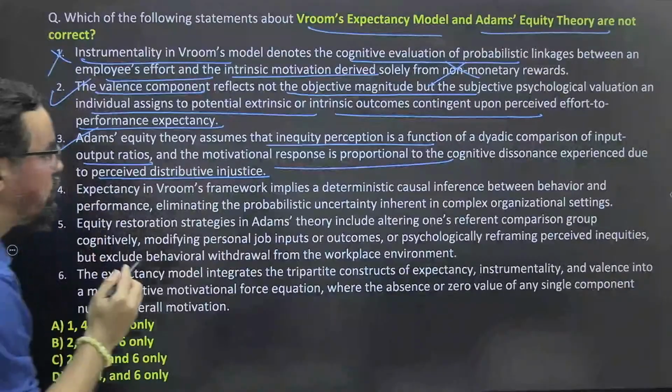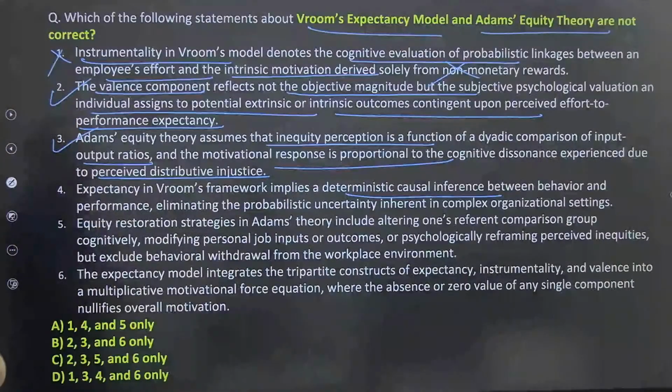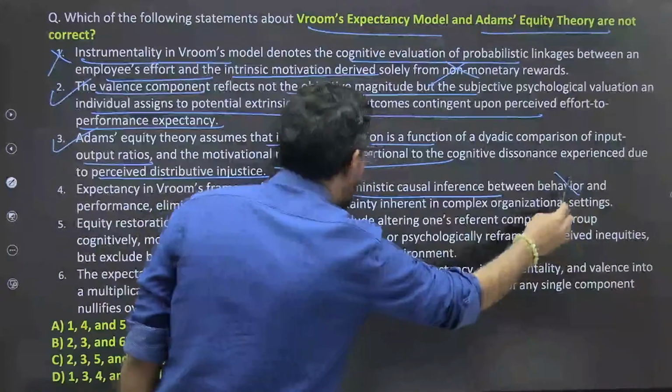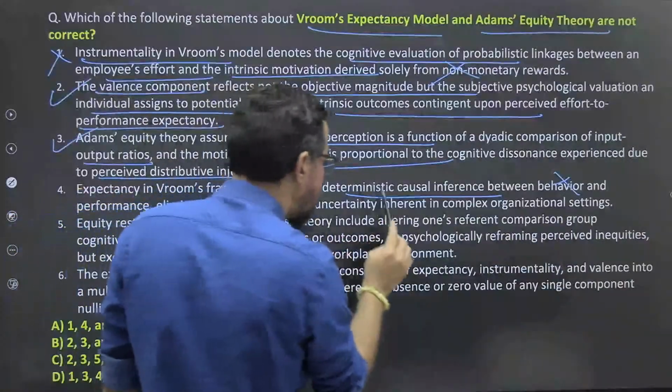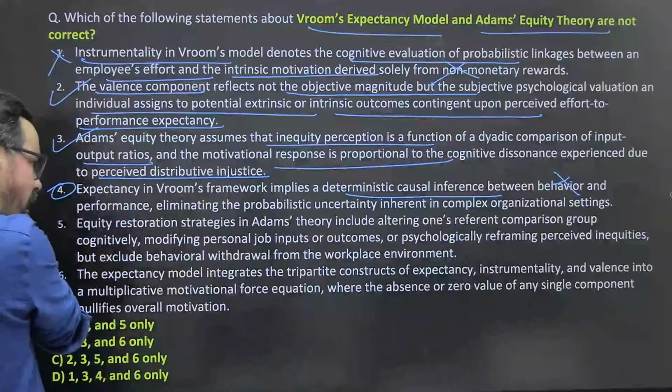Expectancy in Vroom's framework implies deterministic causal inference between behavior and performance, eliminating the probabilistic uncertainty inherent in complex organizational settings. Okay. Expectancy in Vroom's framework implies deterministic causal inference between behavior and performance. No, first of all, it should be efforts to performance, eliminating the probabilistic uncertainty in a complex organizational setting. Okay, I'm doubtful, and it should be wrong.